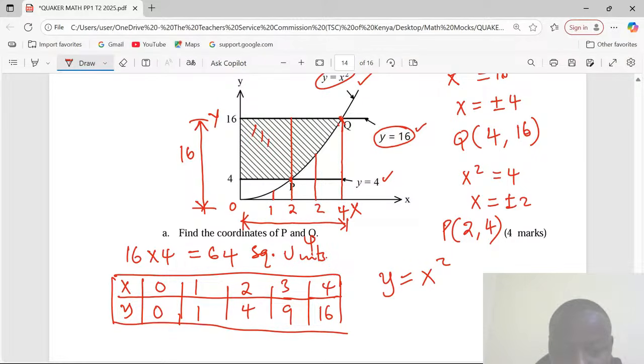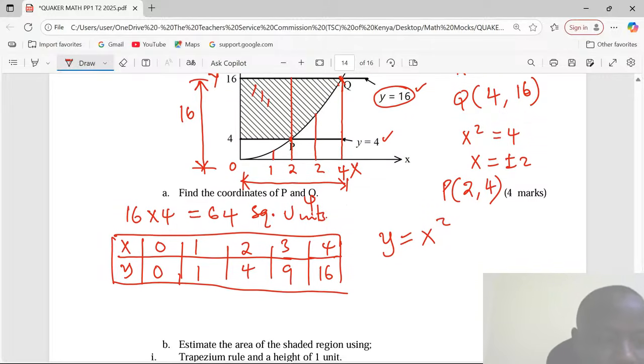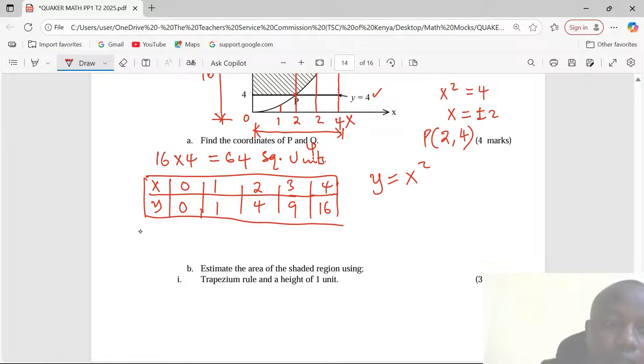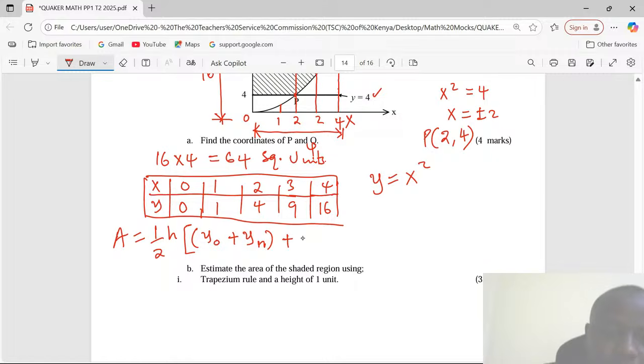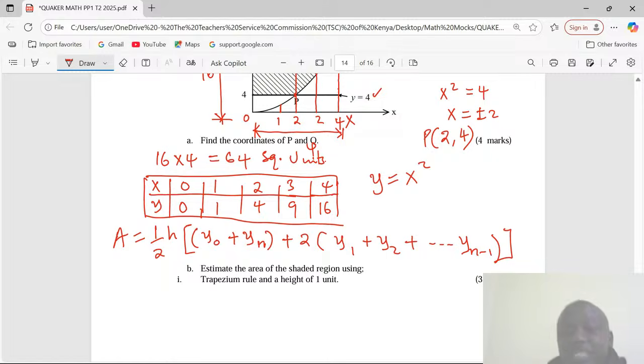So now we are on the trapezium rule, whereby according to the trapezium rule, we usually say that the area is given by half the uniform height, then the first height plus the last one, then 2 multiplied by the other heights in between. So this is the general formula for the trapezium rule.